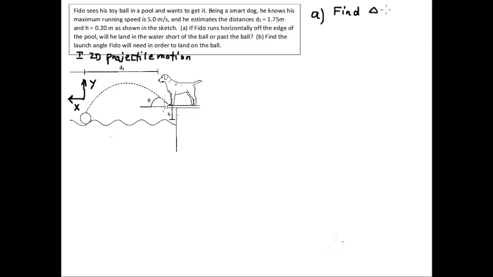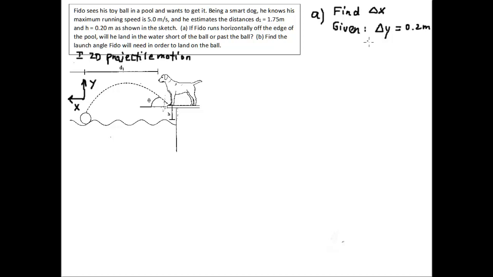And clearly, to figure out whether he will land short of the ball or past the ball, we need to find delta x. What's his horizontal displacement as he makes the jump running off the end of the pool horizontally into the water? And so what are we given in part A? We can see that in part A we're given delta y, because delta y is equal to minus h, and there's a numerical value for it here. I will just leave it as delta y, and then we'll plug in 0.2 meters when we're ready to calculate delta x.